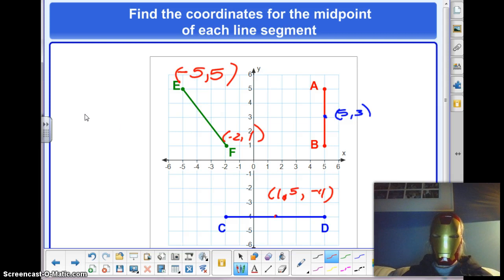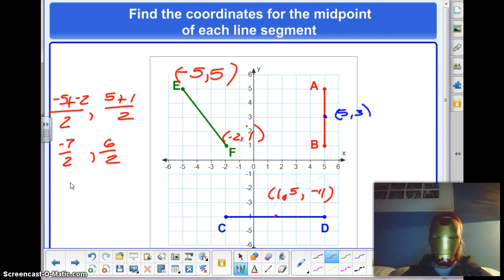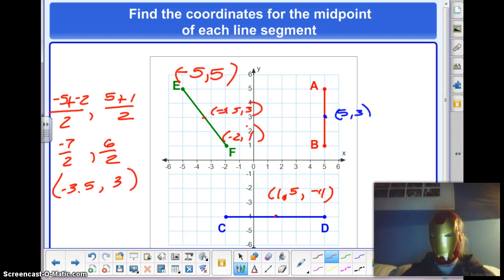So to find this midpoint, I'm going to take my two x's and add them together, -5 and -2, and divide it by 2. And then I'm going to take my y's, 5 and 1, and divide it by 2. So here, that would give me -7 over 2, and this would give me 6 over 2. And then I can simplify that. This would be -3.5, and this would be 3. So the midpoint would be found at -3.5, 3. Okay? So you're just adding and dividing by 2.